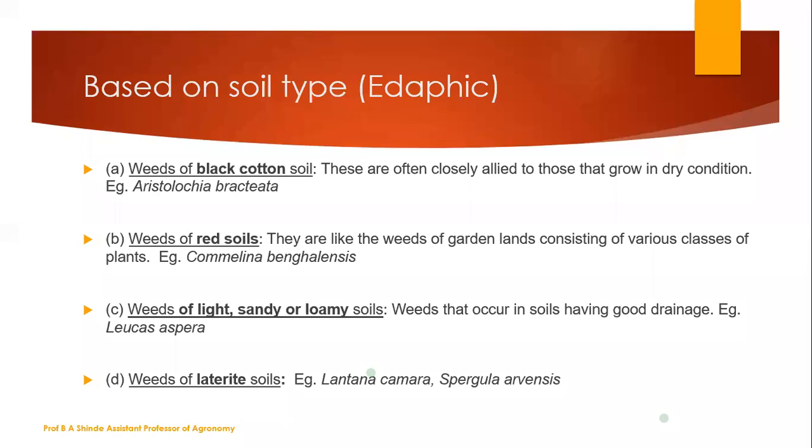Actually, a number of weeds are observed in such types of soils, and examples are given here. Then the weeds of the red soils, for example Commelina bengalensis, are observed in garden lands and gardens, where such red soil is found.